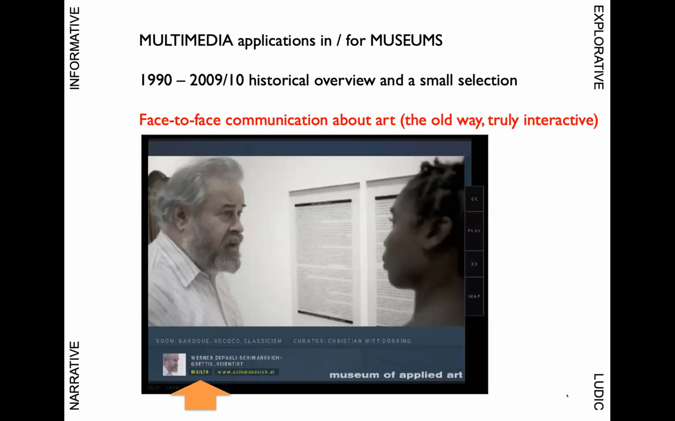First, I would like to give a short overview of some multimedia classics arranged roughly according to the informative, narrative, explorative, and ludic share. Unfortunately, I cannot go into each individual example in detail, but I would like to highlight one in particular: Vienna Warp. This is the prototype for an interactive movie from 1998. As you can see, in this interactive movie you can send an email to one of the protagonists, which was really a sensation at that time.